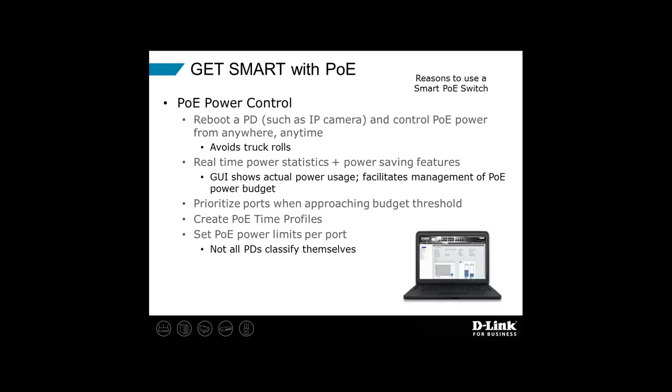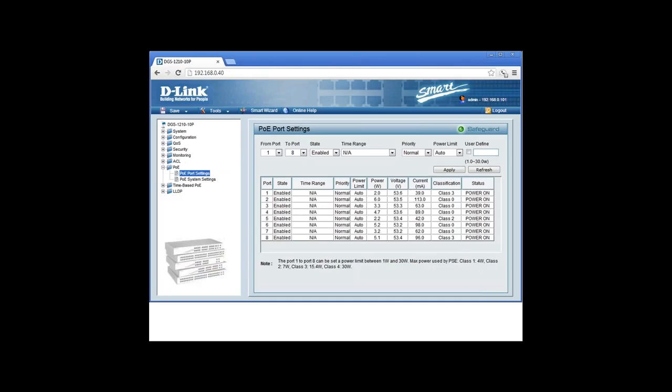And I can specify PoE limits. We talked about classification a little bit earlier in the presentation. Not all PDs classify themselves, and there may be reasons why I want to limit how much power my PSE provides on any particular port, and I can do that through this menu. So here we're looking at a screen grab for the PoE port settings. This is an 8-port switch, and you can see here in the red boxes, all 8 ports have PoE enabled, and the power is on. I can certainly disable the power on any port if I choose to.